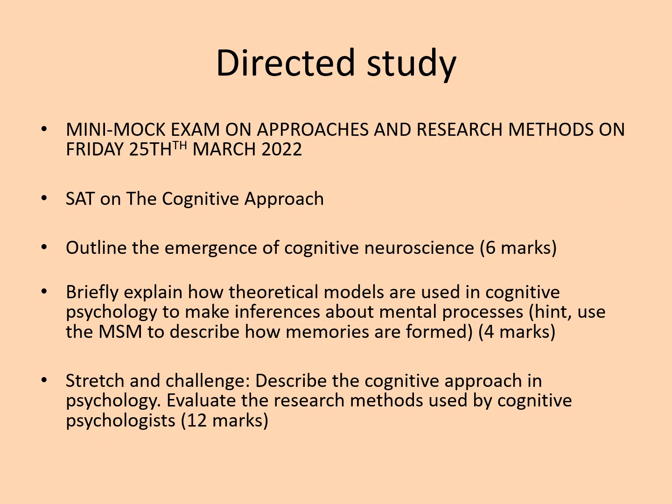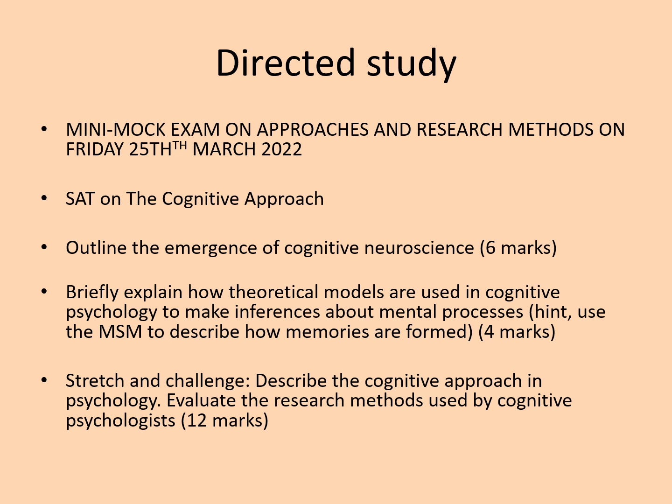Okay, so first of all, make sure that you fill in that handout AP22, just so you've got a big summary of the cognitive approach, and then you can have a go at some of those questions like outline the emergence of cognitive neuroscience for 6 marks, and briefly explain how theoretical models are used in cognitive psychology to make inferences about mental processes, 4 marks.